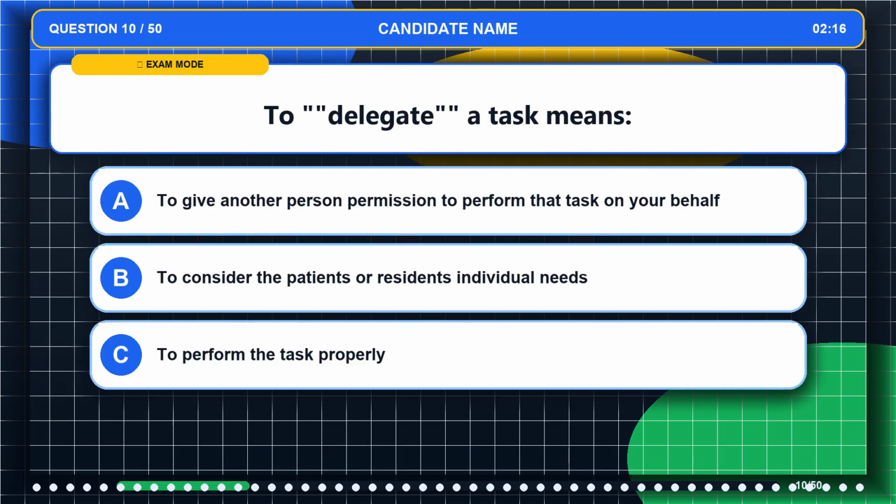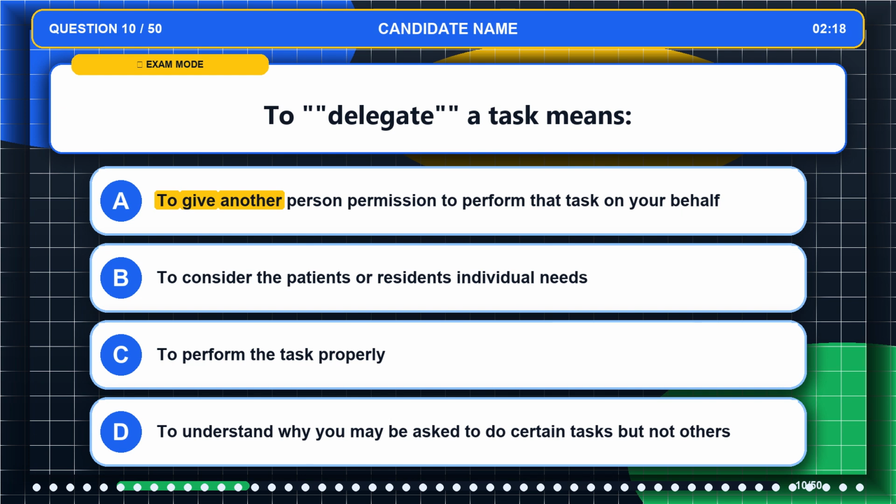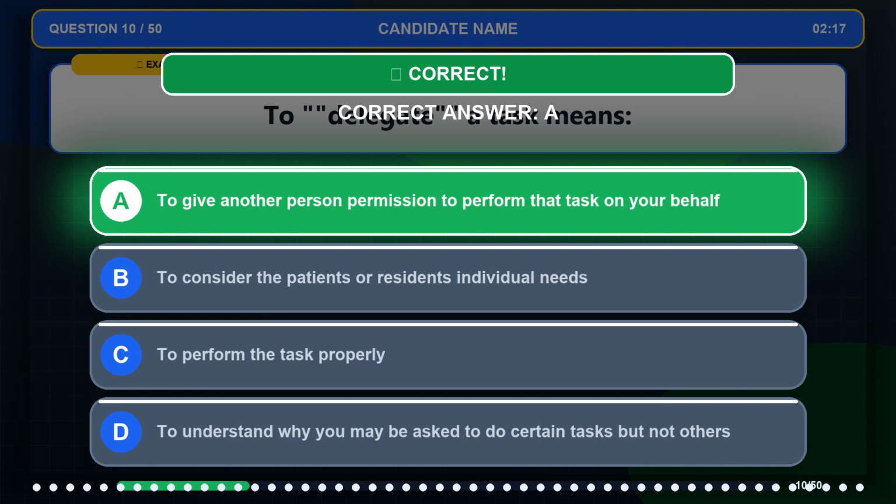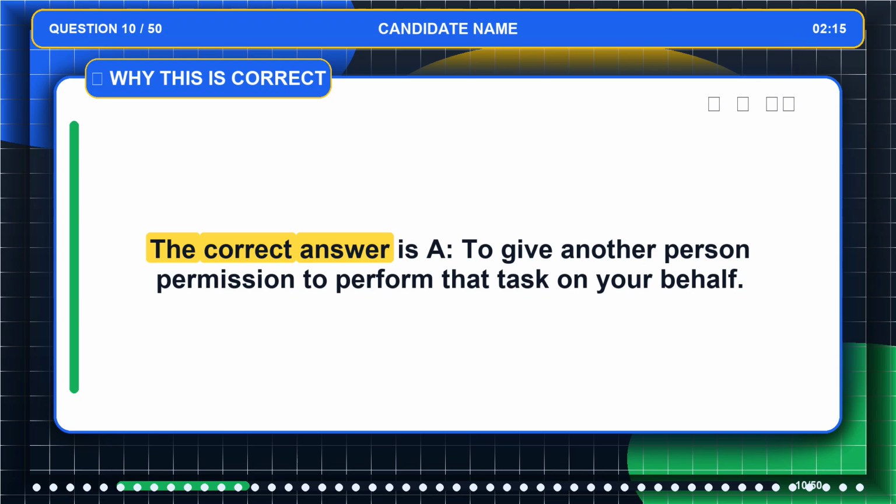Question 10. To delegate a task means: Option A, to give another person permission to perform that task on your behalf. Option B, to consider the patient's or resident's individual needs. Option C, to perform the task properly. Option D, to understand why you may be asked to do certain tasks but not others. The correct answer is option A, to give another person permission to perform that task on your behalf.